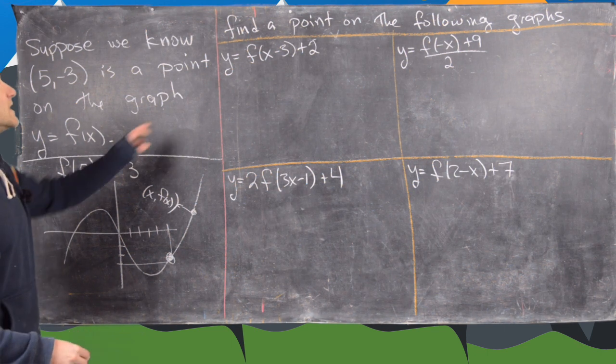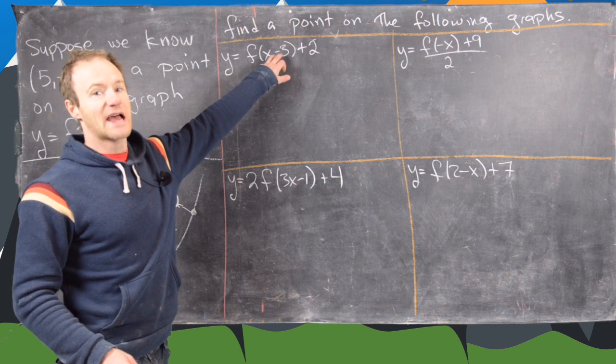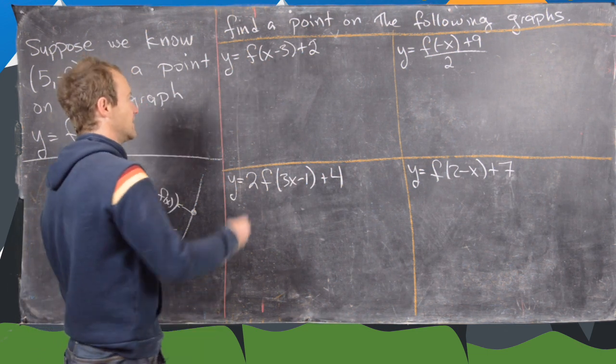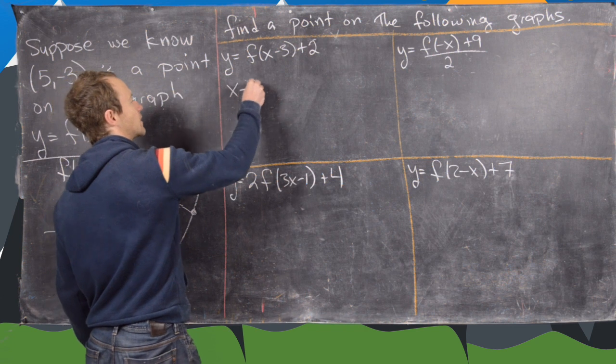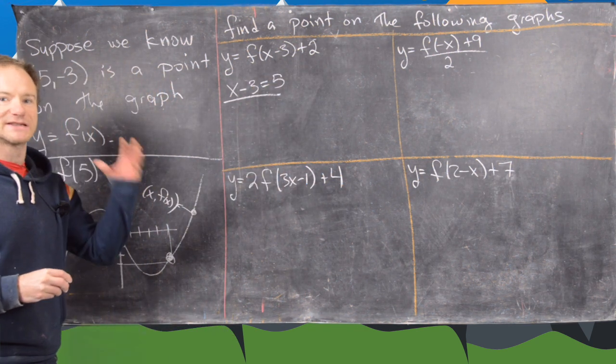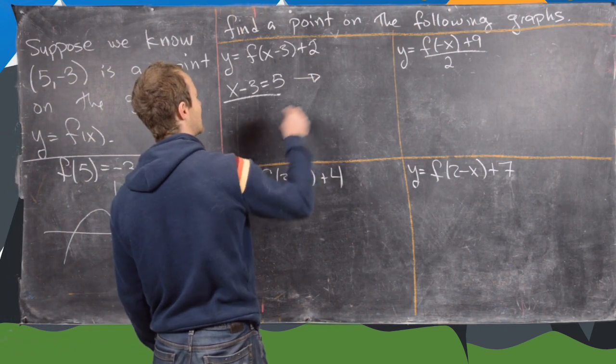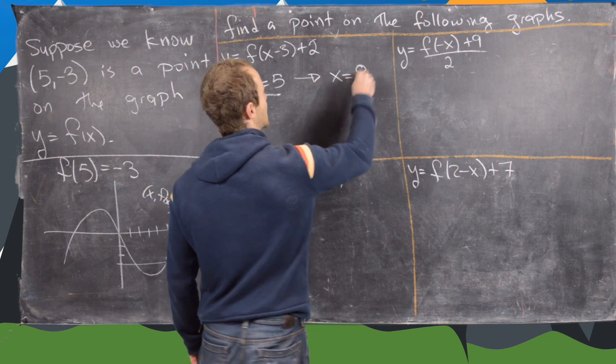That's it. So if we're plugging x minus 3 into this function, we need x minus 3 to equal 5. That's how we're going to start off here. We say x minus 3 has to be equal to 5 because that's the only thing we know how to plug into this function. But notice that's going to tell us that x equals 8.